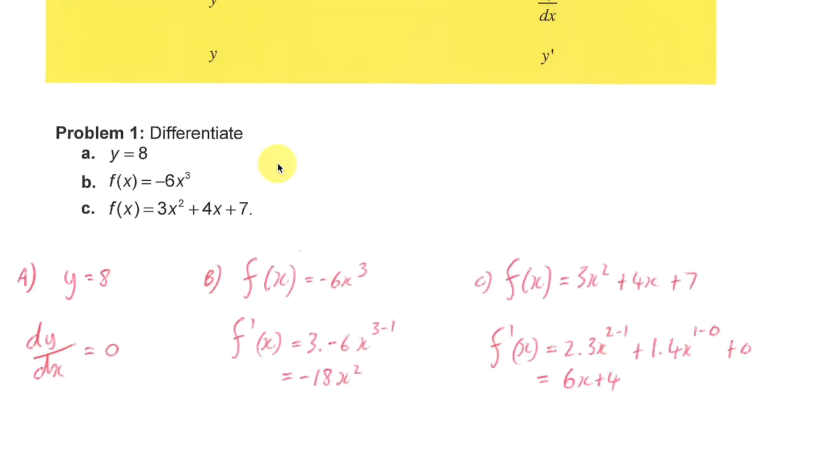Let's look at an example here. We've got the line y equaling 8, so it's just a horizontal line that's flat, 0 gradient. So it makes sense that the derivative is equal to 0.